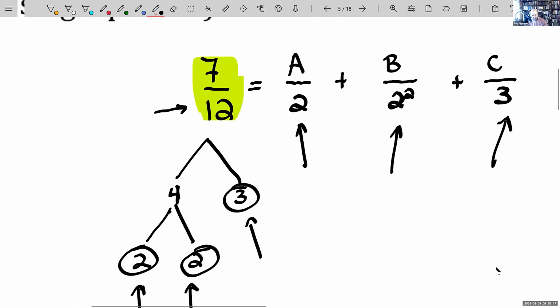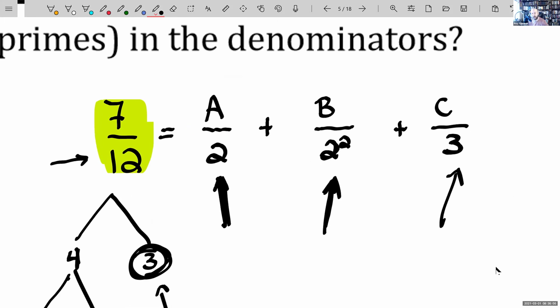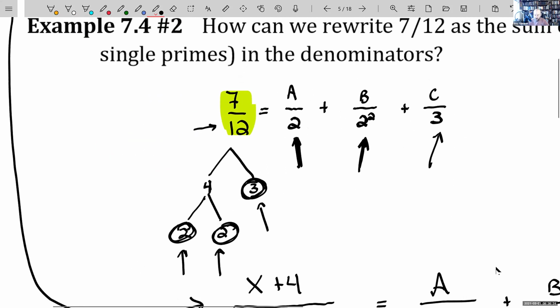Notice our prime factors are 2, another 2. So we have a representation for the first power of 2 and a representation for the second power of 2, and then 3. And it turns out there are an infinite number of ways to write 7/12 as the sum of these fractions. Here's just one way. 1 and a 1 and a 0. That is one combination of A, B, and C that will give you 7/12. Okay. All right. So how do we do that?